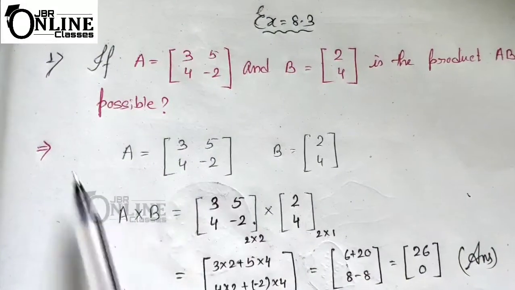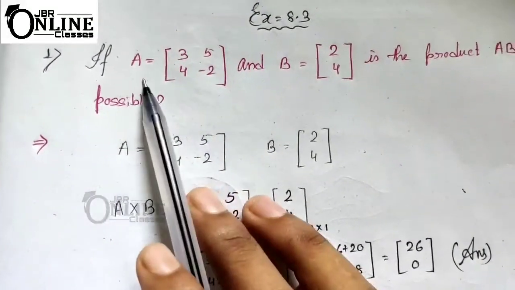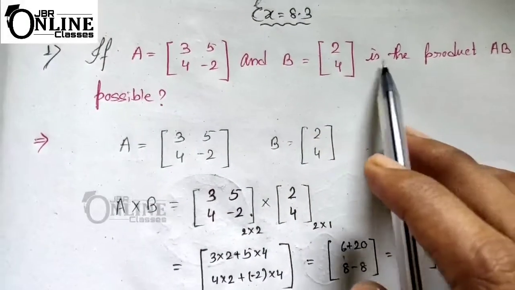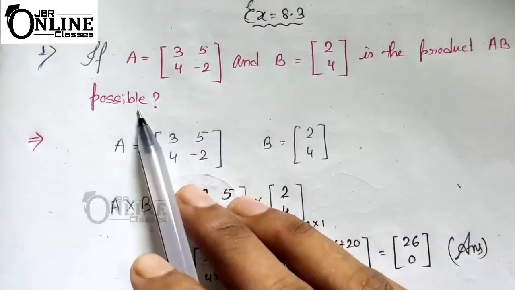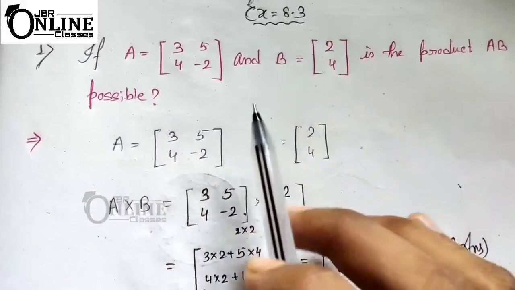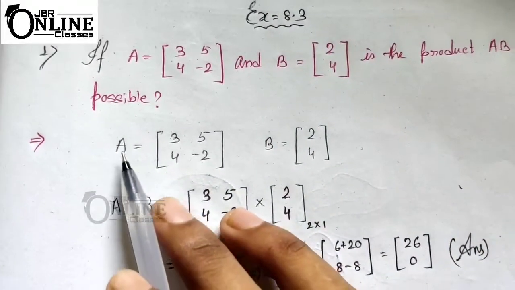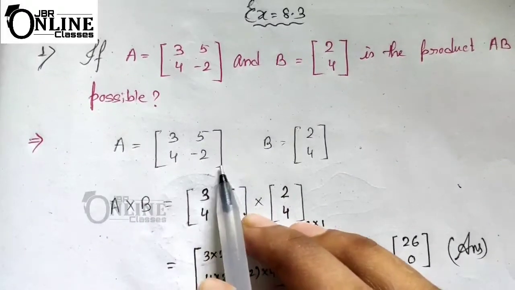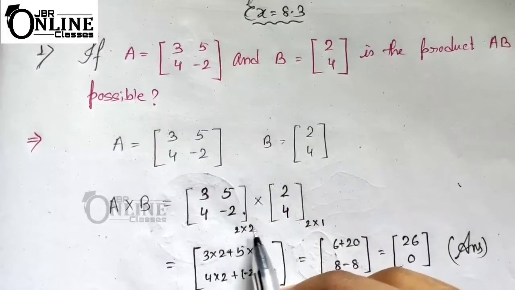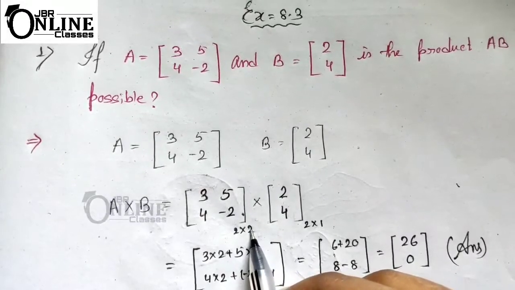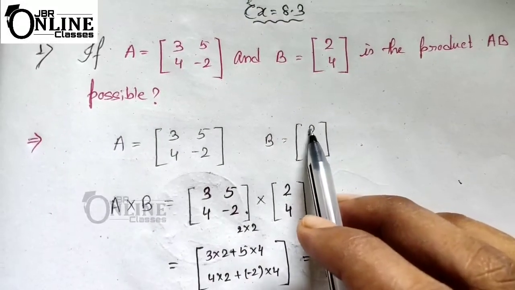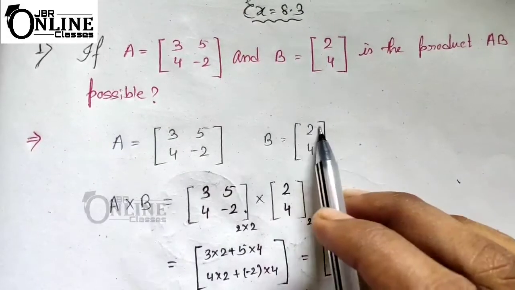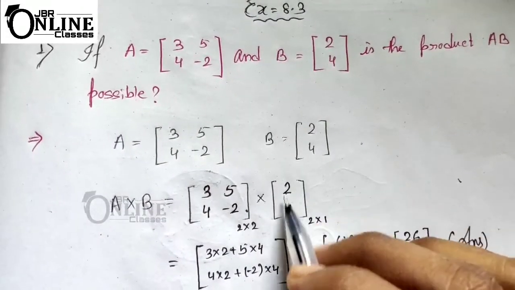So here, in sum number 1, if A equals [3 5; 4 -2] and B equals [2; 4], is the product AB possible? If possible, then find the value of AB. So first write down A equals [3 5; 4 -2]. That means it's a 2 by 2 matrix. Write 2 by 2, first one for row and second one for column. Next, B is [2; 4], a 2 by 1 matrix, so there are 2 rows and 1 column.